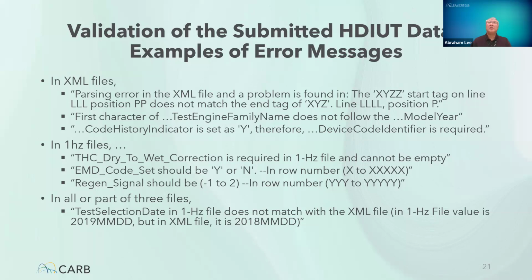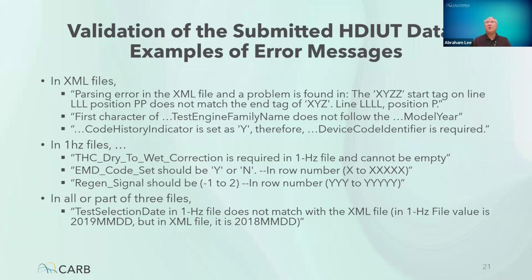Similarly, if the region signal is in the wrong format, then it will say region_signal should be -1 to 2 in row number YYY2, YYYY. Again, the row number shows where the wrongly formatted data are located. And also, "all or part of 3 files required": you can get this kind of error message when such a thing really happens.